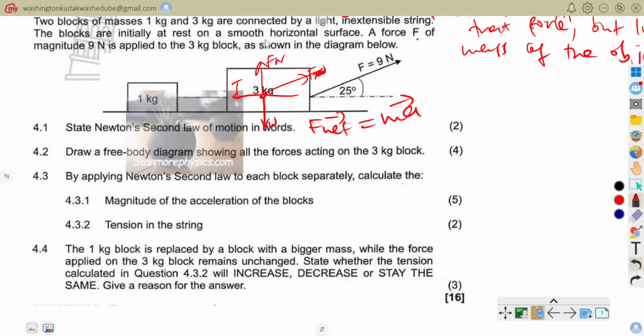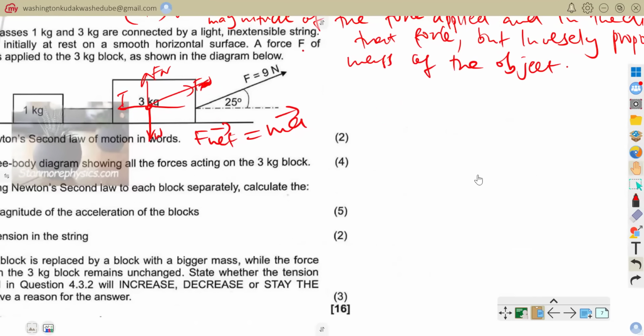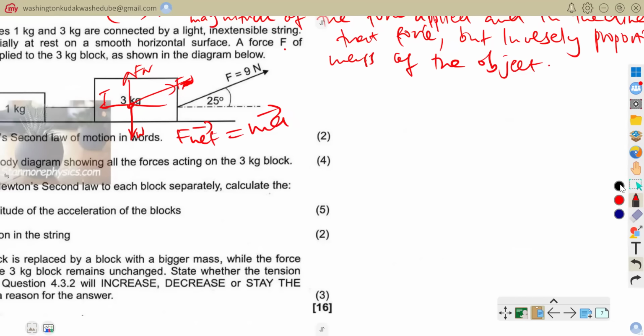And they told us that this is a smooth surface, so there is no friction there. So you were just going to draw a diagram like this, where you have got a weight component, which is mg. That mg is represented by what? You can either use W, you can use Fg. And then you have got a normal force, which can be represented by Fn. Others use N to represent that normal force.